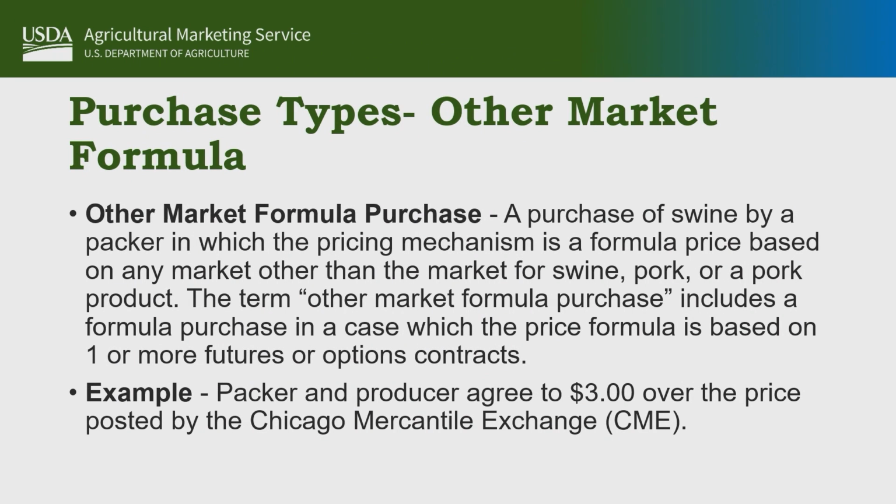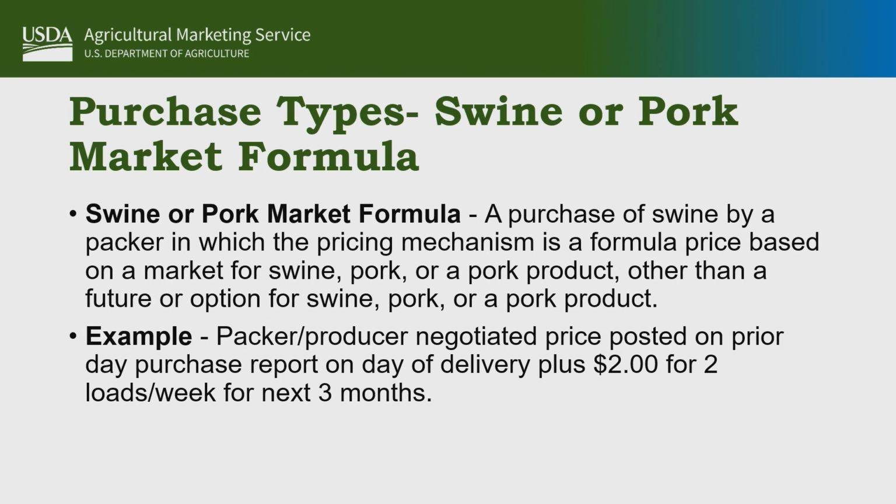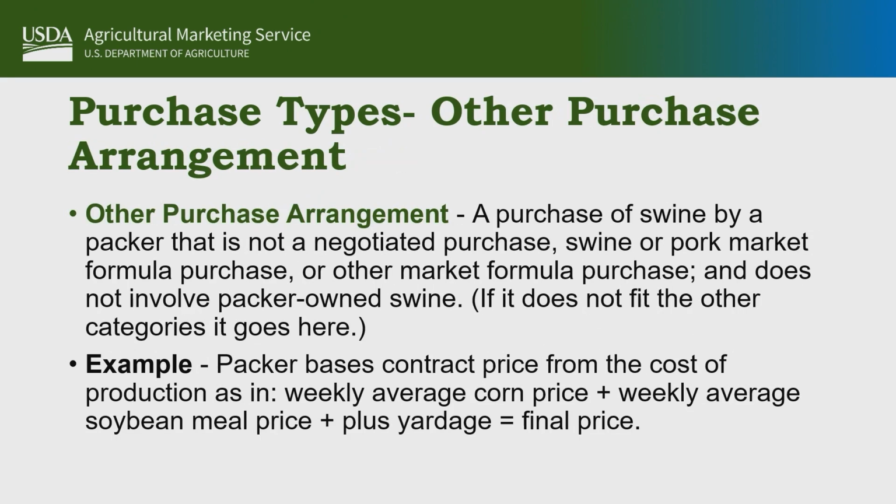Next one's going to be other market formula. This is anything that's going off of CME futures or options. So if you're basing off of those, you go $3 over, they're going to fall in this category. Swine or pork market formula. These are formulas that are based off of either a swine report, a pork report, or the lean hog index. So Western Corn Belt plus 3, 98% of the cutout. Anything that's in that region is going to fall into this category on the reports.